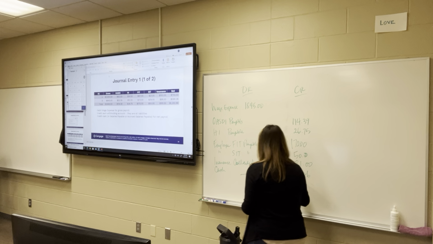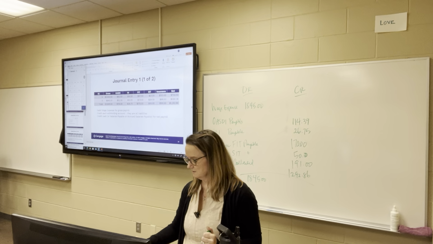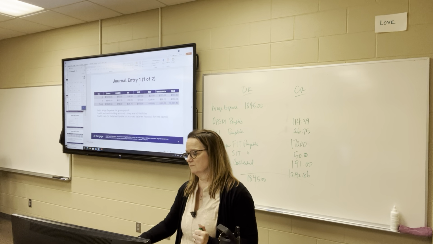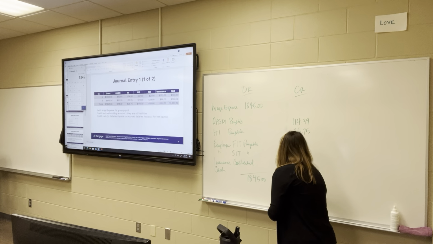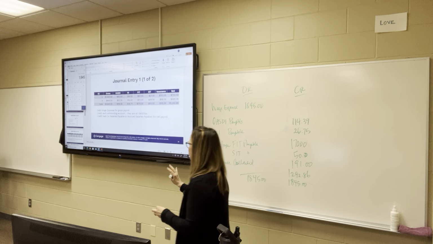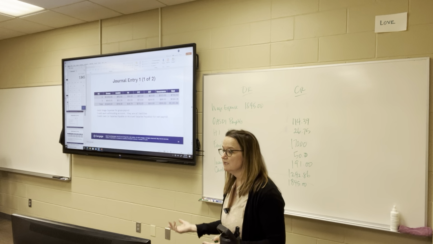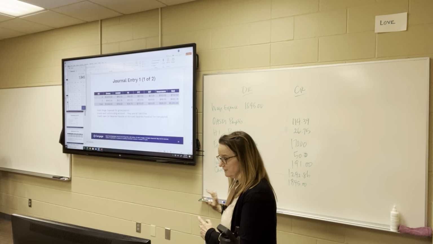That means all of our credits should equal $18.45 as well in order to get those to balance, which they do, $18.45. But it's a good idea to always double check that and make sure that is the case. So there's our first journal entry, everything having to do with the payment of the employees.